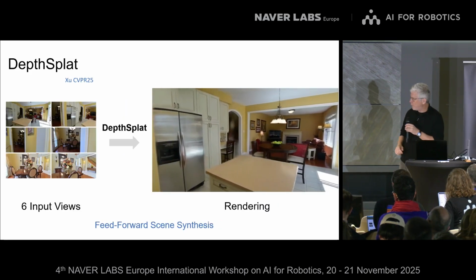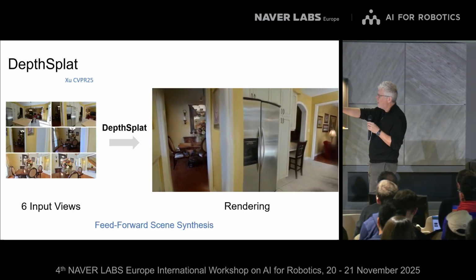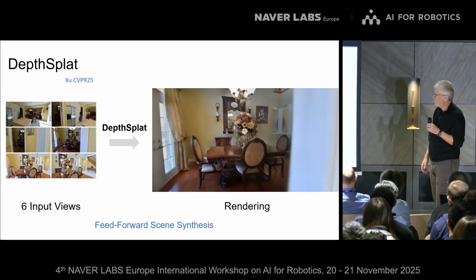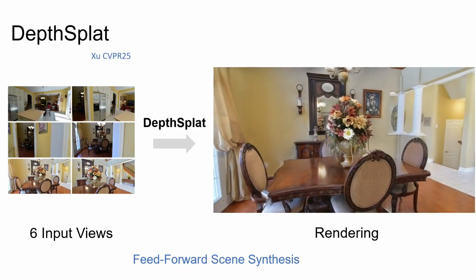Here's an example of this at work: 6 images. From those 6 images, this whole video is generated. There are artifacts, but it actually works quite well.